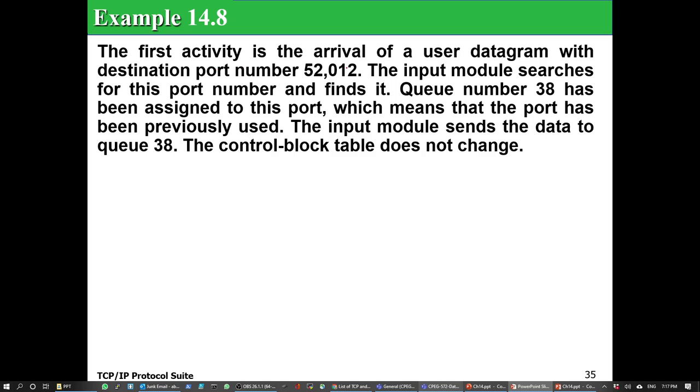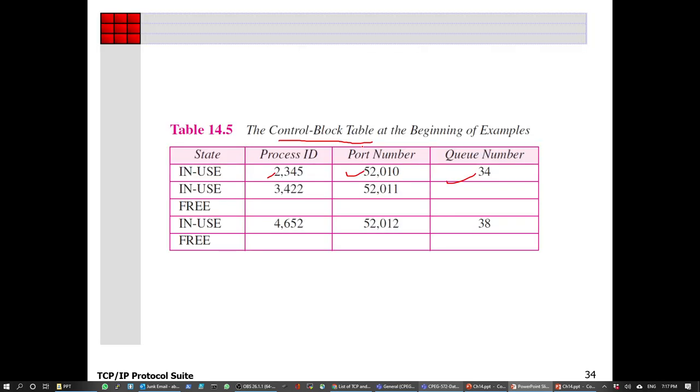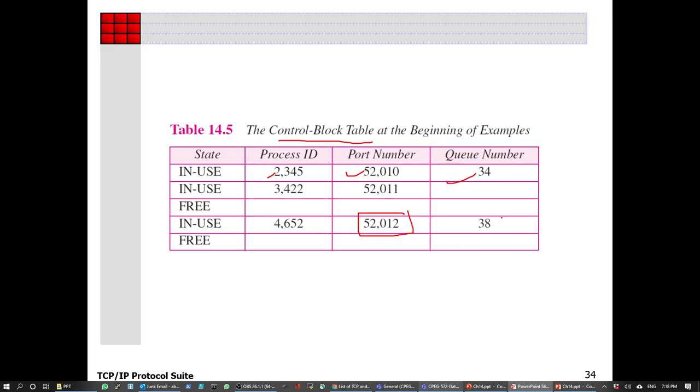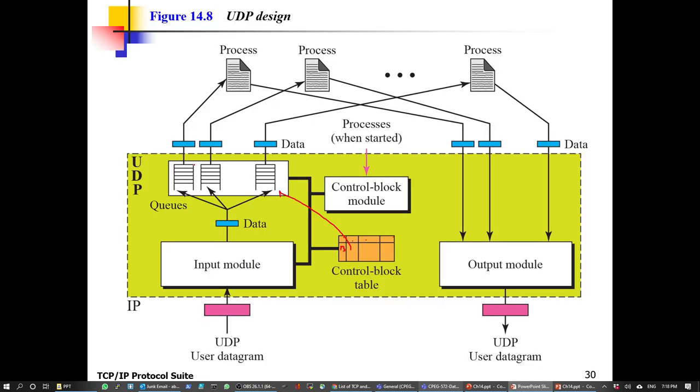The first activity is the arrival of a user datagram with the destination port number 52012. The input module searches for this port number in the table and finds it. Queue number 38 has been assigned to this port. Remember, this is the queue, this is the table, and it connects the port to the queue.